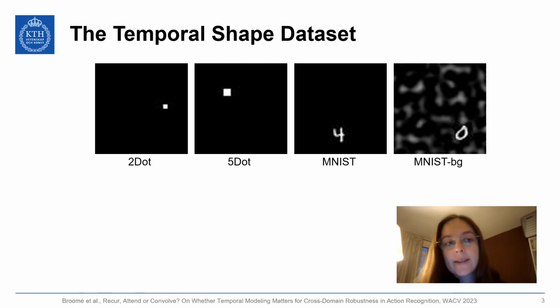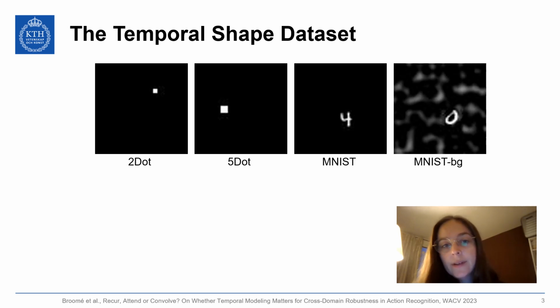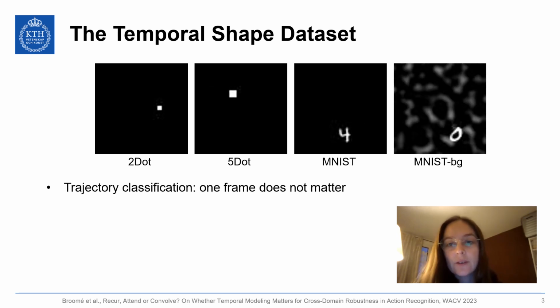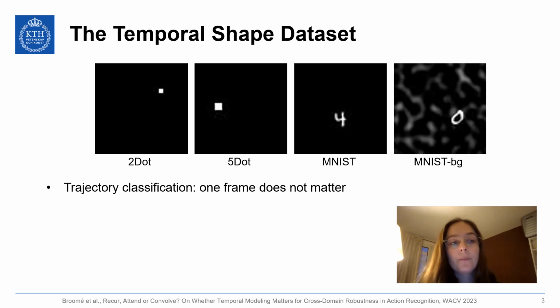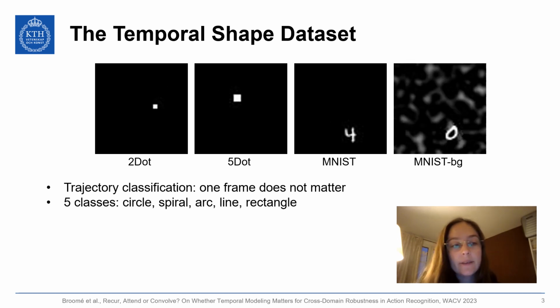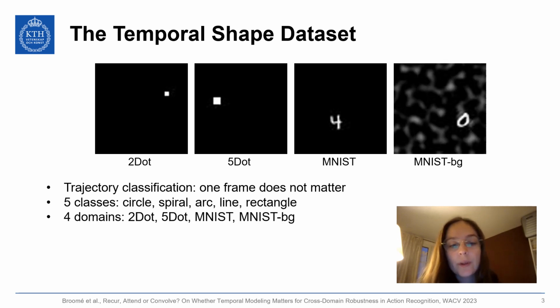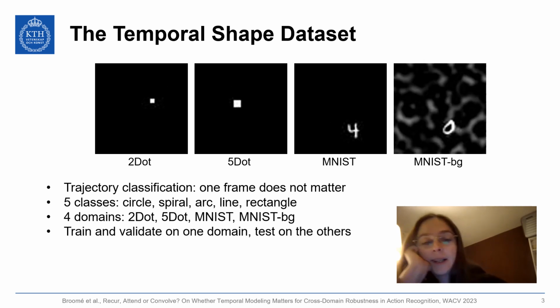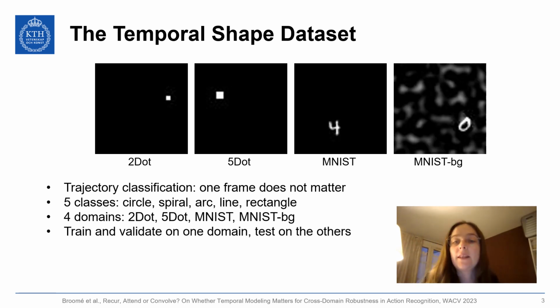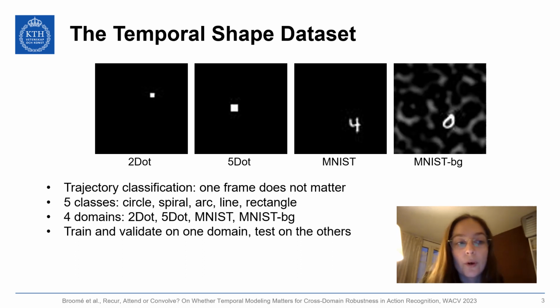One of those datasets is the Temporal Shape dataset, which is a task of trajectory classification where one frame doesn't matter. We have 5 classes across 4 domains, and what we do throughout the paper is to train and validate within one domain and then take the best model and see how well it performs on the other ones.